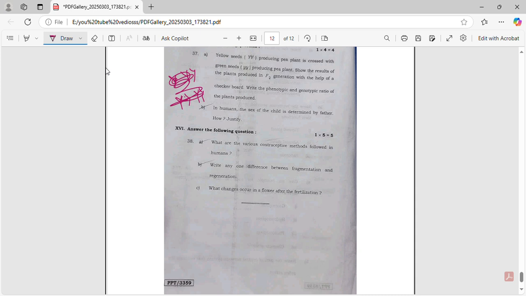Okay. So what are the various contraceptive methods? Already you must be knowing. Difference between fragmentation, also it is there in our notes. Once you refer to our notes, everything is there. What changes occur in a flower after fertilization? The sepals and petals will fall off. Formation of seeds takes place. Correct. So hope you guys understood.